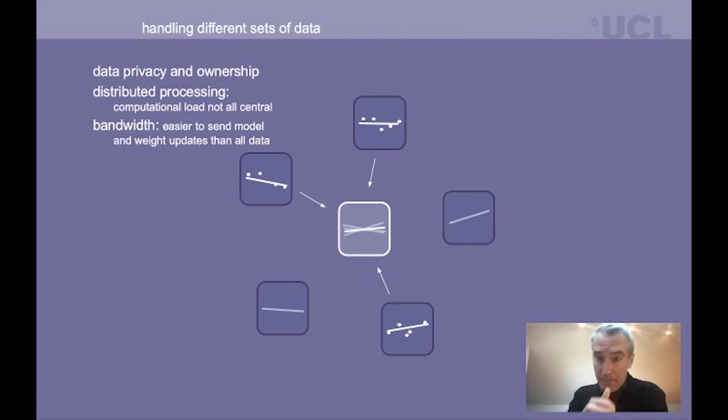And of course, the bandwidth is improved because you don't have to transmit all of the data back and forth. You just have to transmit the updates to the model. Typically, this is just a series of changes in gradients and so on, which takes up a lot less bandwidth. So this is very beneficial in some ways.